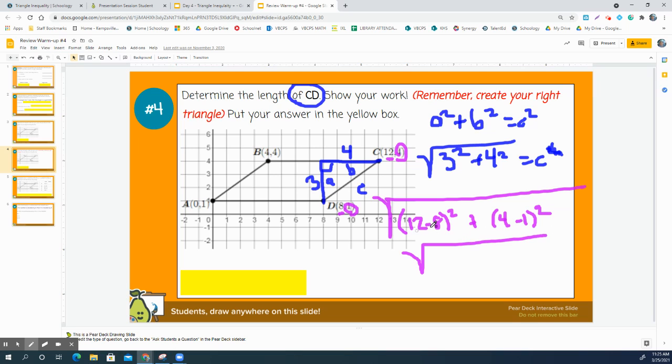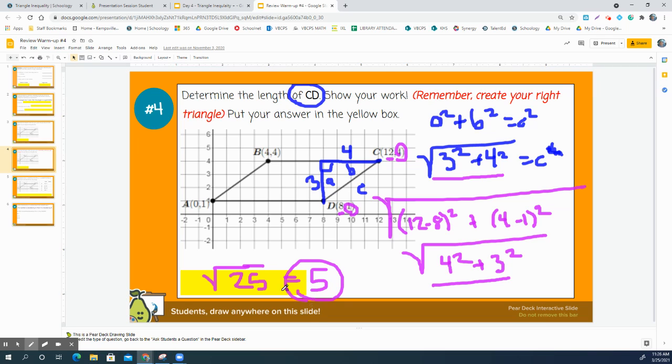Look at what I get. 12 minus 8 is 4. And 4 minus 1 is 3. We get the exact same thing. And the answer is going to be the square root of 25. So many people got that. Make sure you take that square root and give me the 5. Okay? If you don't, you're going to be tempted to choose 25 as an answer choice, and that's not going to be correct because you've got to take that square root. Okay?